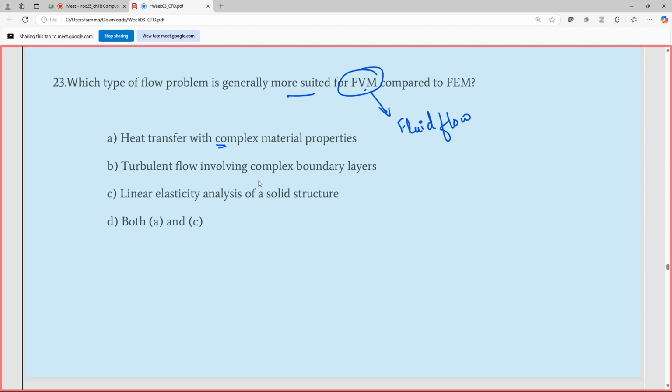Whereas option B, turbulent flow involving complex boundary layers, will be more suited to solve with finite volume method. And in option C, it is saying solid structure. So linear elasticity with solid structure, even if it is an FSI problem, like a fluid structure interaction, like the example I have shown before, in such condition also we can't solve the linear elasticity equation using finite volume method. So option C is wrong. When option C is wrong, option D automatically gets wrong. So answer is option B.